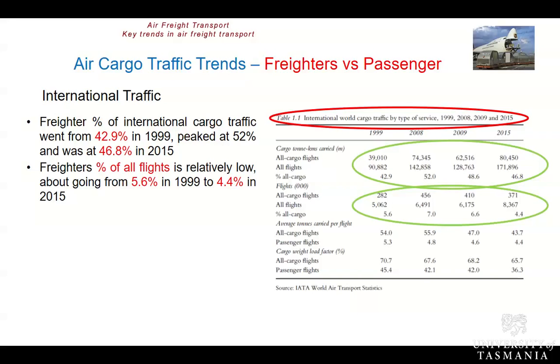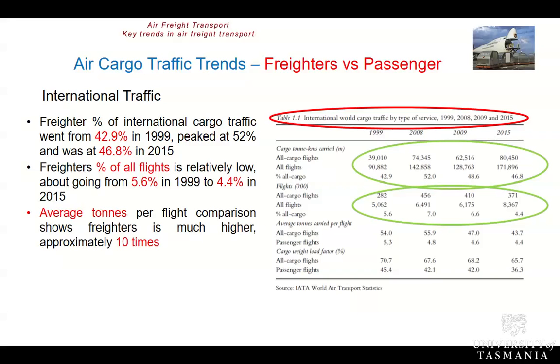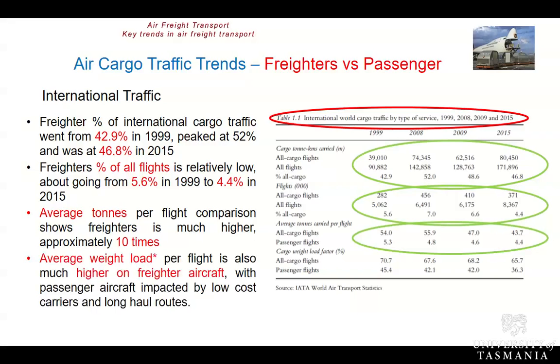However, they're carrying 50% of cargo. So they're a very important element to the air cargo industry. And not surprisingly, when you look at the average tonnes carried by a freighter, it's almost 10 times more than that of a combination or a passenger aircraft. And I guess if you consider the fact that on a passenger aircraft you've only got access to the belly hold, it probably comes as no surprise.